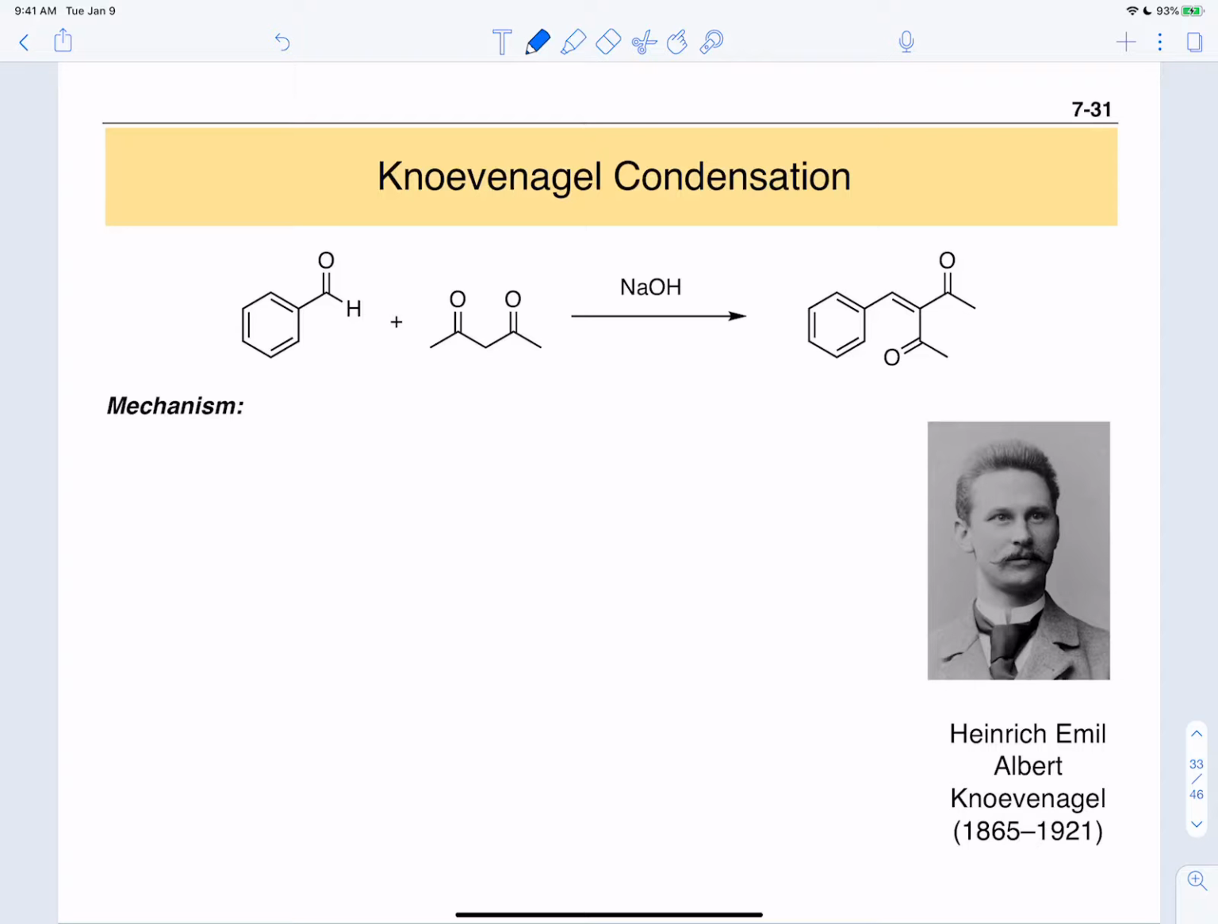So we're going to learn a reaction with another name. This one's quite funny. This is a Knoevenagel condensation. So here's Heinrich Emil Albert Knoevenagel. All these guys were around about the same time. And this is nothing more than an aldol condensation. These are going to be the exact same arrows that we've seen before.